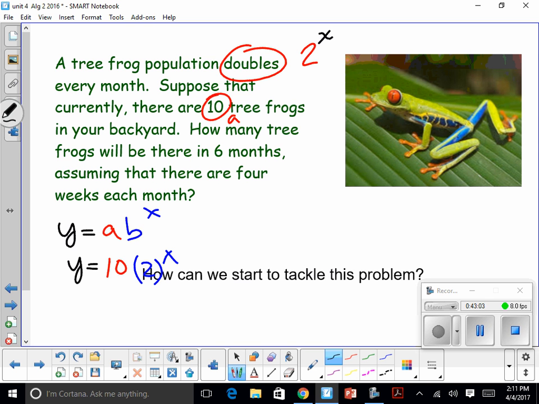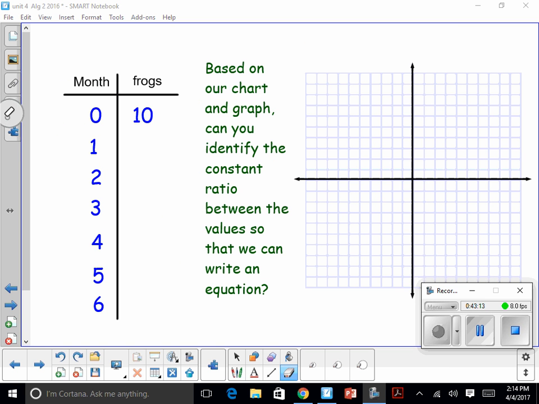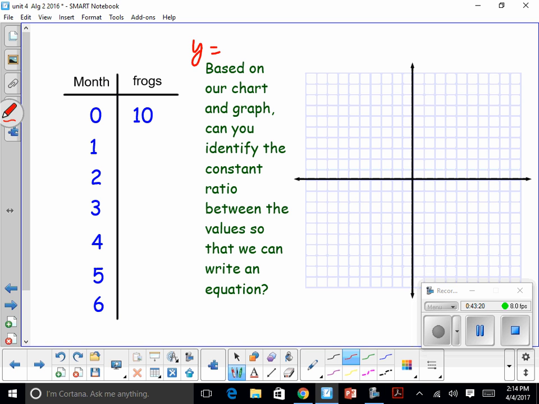Alright, time to draw that thing. What was the equation? So y equals 10 times 2, because it's doubling. What was the A in this one? Oh, it's 10. That was the initial amount.